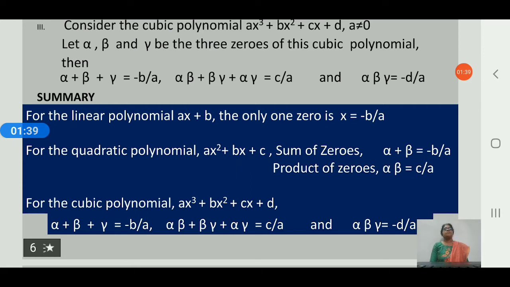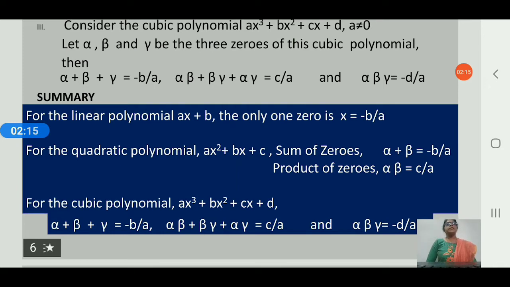That is, the sum of the 3 zeros of a cubic polynomial is negative b by a, that means negative of the coefficient of x square divided by the coefficient of x cube. Then alpha beta plus beta gamma plus alpha gamma is equal to c by a, that is, coefficient of x by coefficient of x cube. And alpha into beta into gamma, the product of the 3 roots, is equal to negative d by a, that means the constant term divided by the coefficient of x cube, with a negative sign.